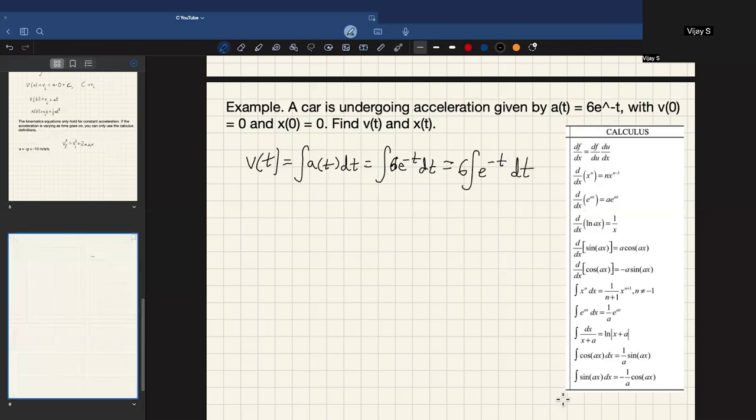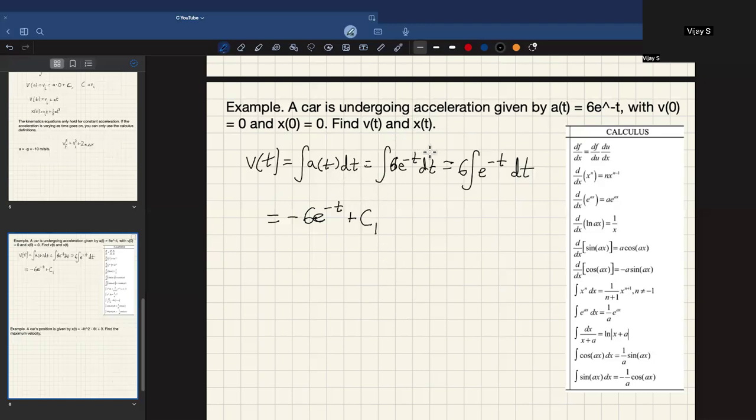Now, look at the calculus portion of our equation sheet. Only one of the integrals actually has e in it, and that's the second one. So that is the one that we are going to use in order to do this integration. You can see that if you have a power of a, you have to take out a 1 over a. So we have to figure out, well, what's the a in our function? It's negative 1 because of that negative sign. So we get negative 6 e to the negative t plus our integration constant. We're going to call this one C1 because when we integrate to find position, we will have another integration constant.